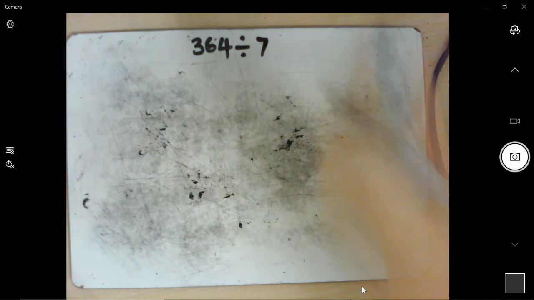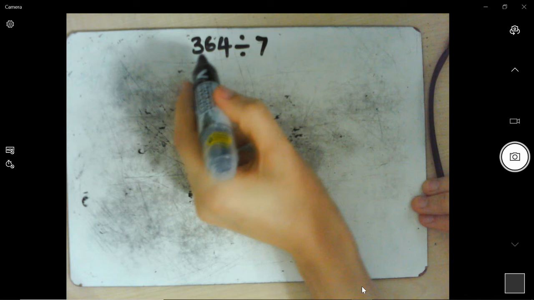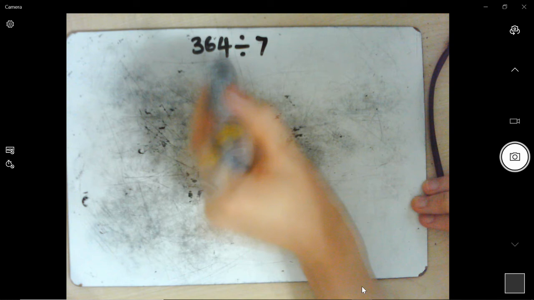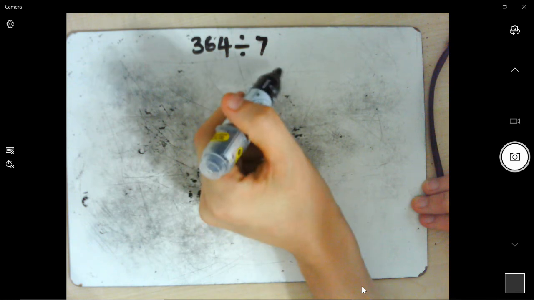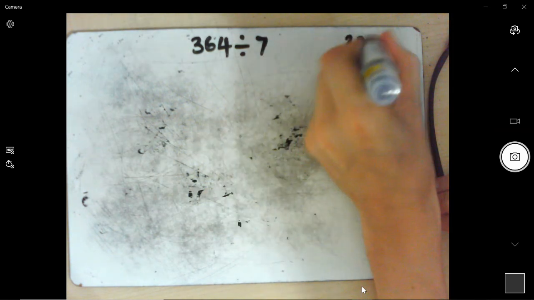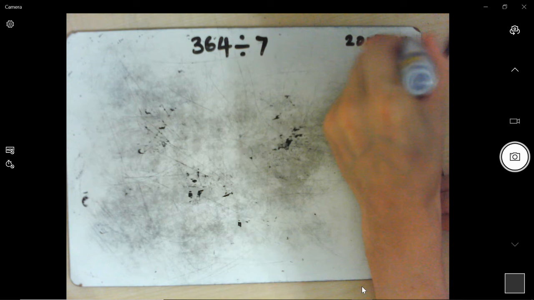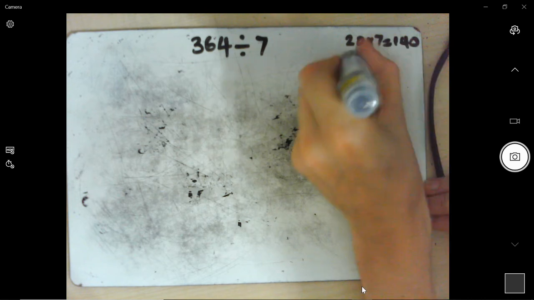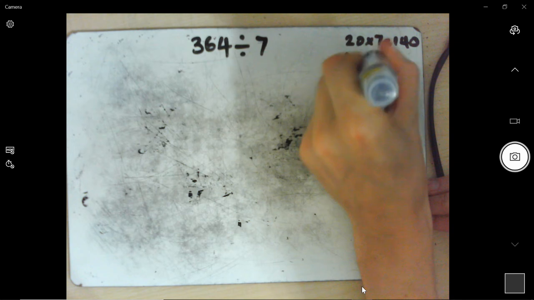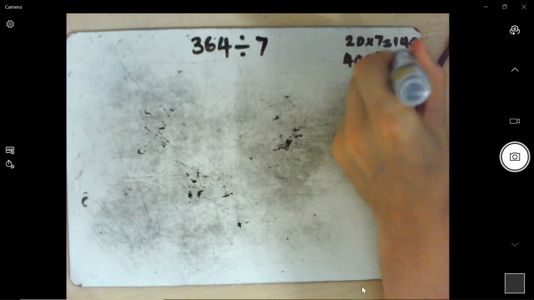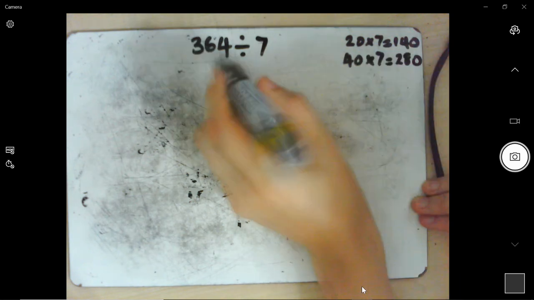Let's write them down. 10 times 7 is 70. Now, that's nowhere near 364, so that's not really going to help us. 20 times 7, if I write 20 times 7 down, that's 140. Again, still pretty far away. Let's double this. Let's then do 40 times 7. 40 times 7, 4 times 7 is 28. So 40 times 7 is 280. You can see that I'm getting closer.